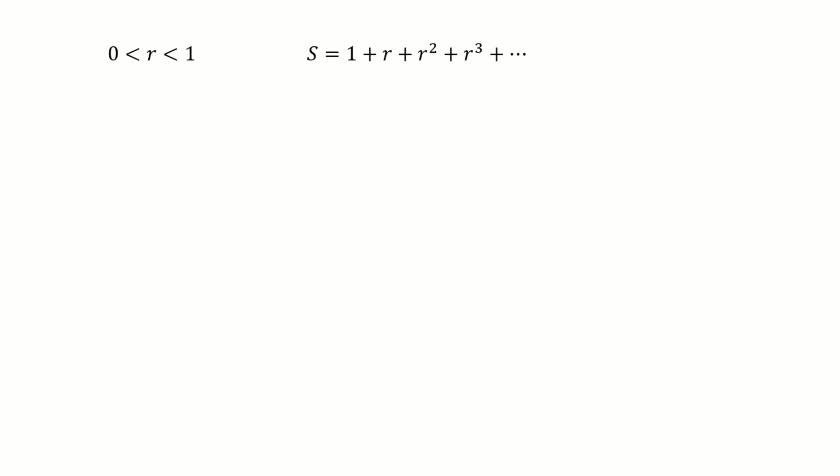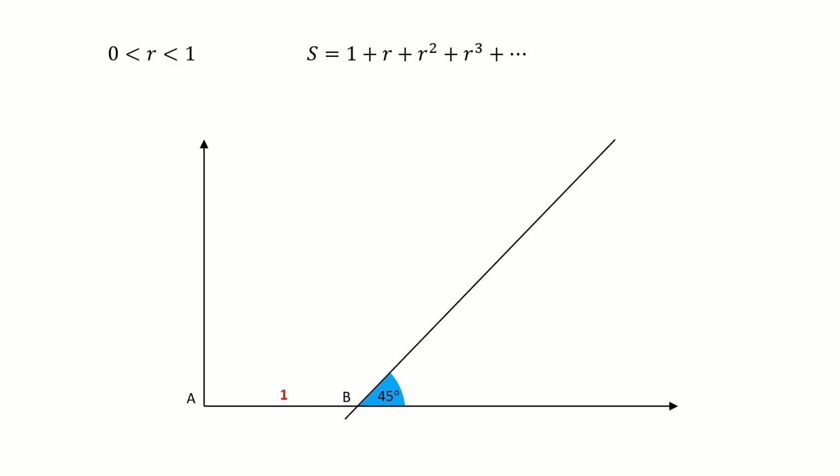The origin is at point A. We find point B, 1 unit to the right of point A, and then we draw a line at 45 degrees. We also draw a line perpendicular at point B with length R. If you connect the end of this segment to point A and extend it, it's going to cross the first line at point C. Because R is less than 1, the slope of this new line AC is less than 45 degrees, and as a result it is going to cross the first line.